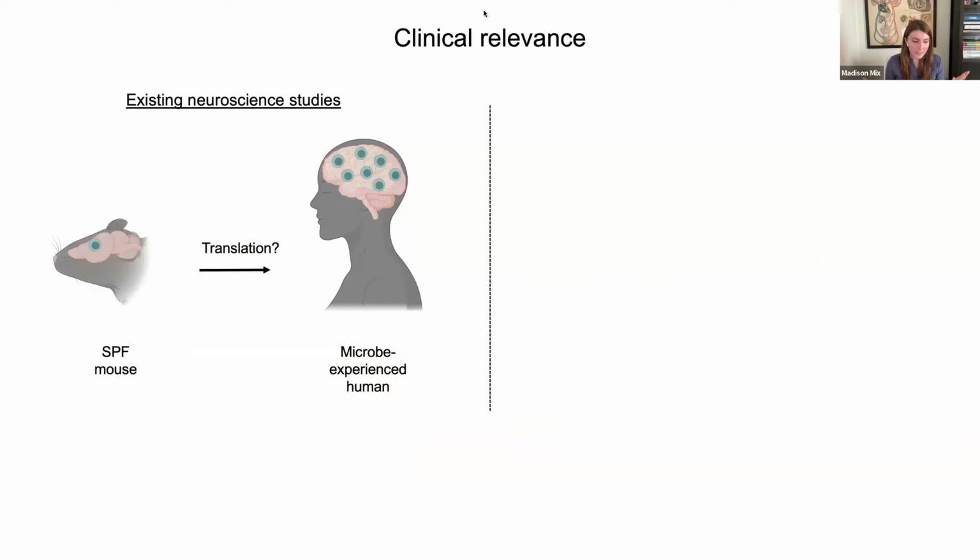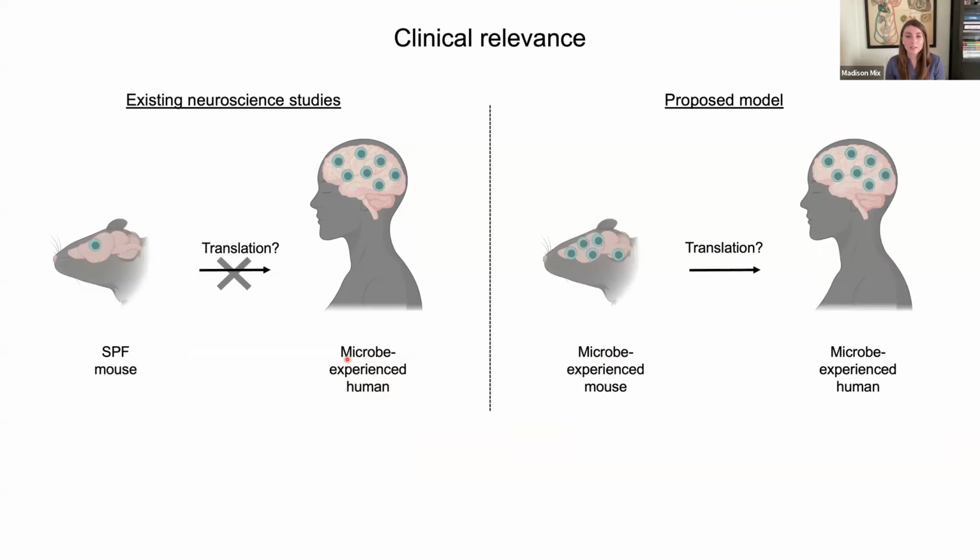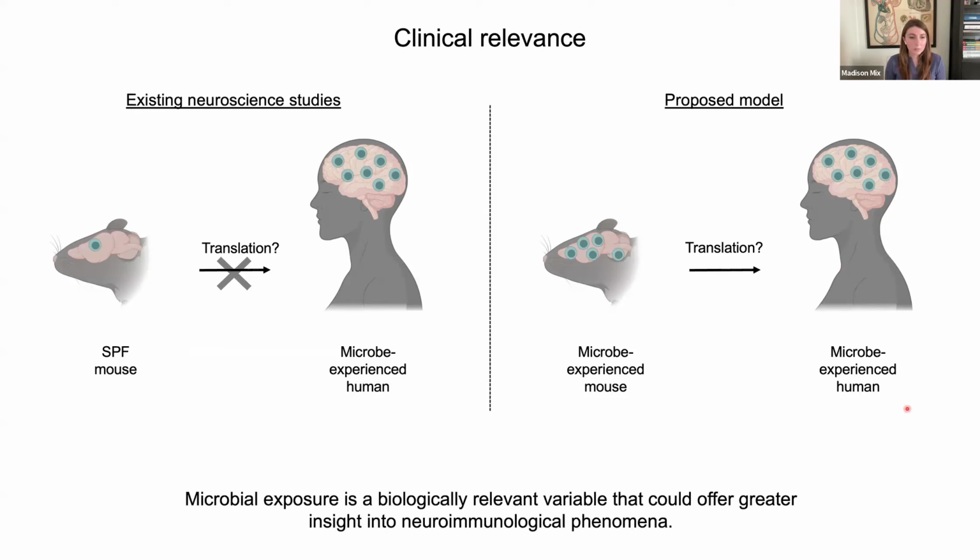And I think the bigger picture idea here is that studies of basic neuroscience almost uniformly use SPF mice. And in many cases, that may be totally fine to make translation to microbe-experienced humans. But in some cases, it may not. And so something that we're proposing is that perhaps the utilization of microbe-experienced mice may help unveil some of these blockades in trying to understand neuroimmunological phenomena that is occurring in microbe-experienced humans. And we propose that perhaps microbial exposure is a biologically relevant variable that could offer greater insight into these neuroimmunological phenomena.